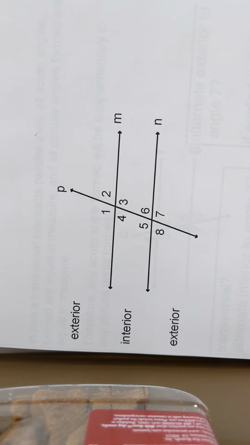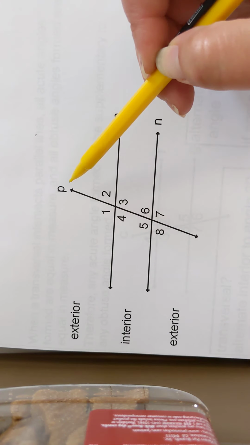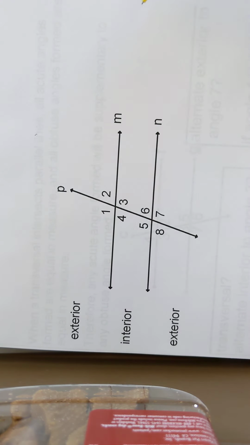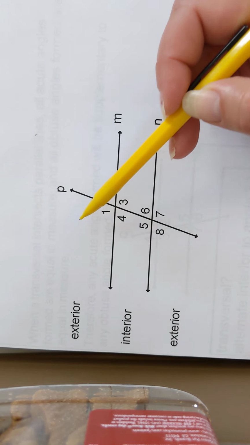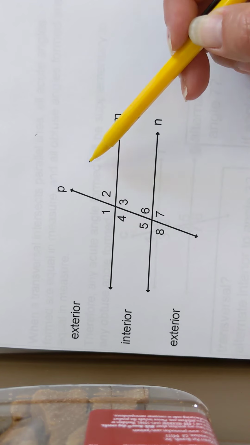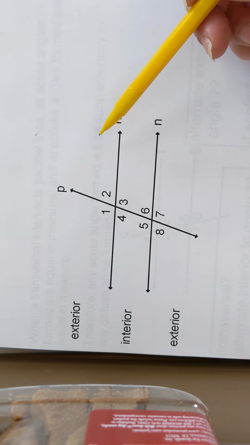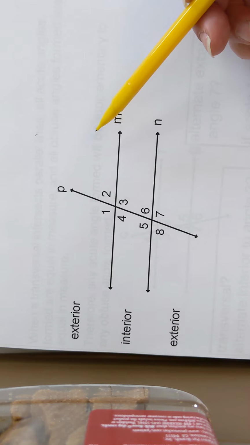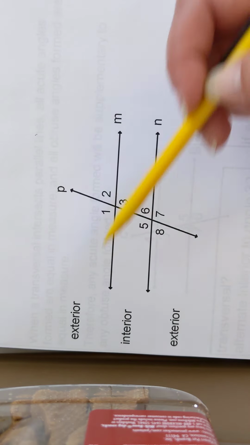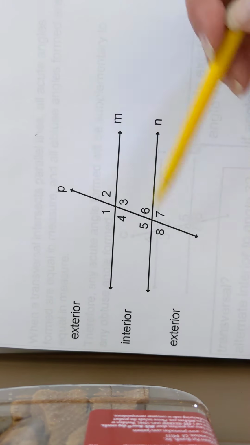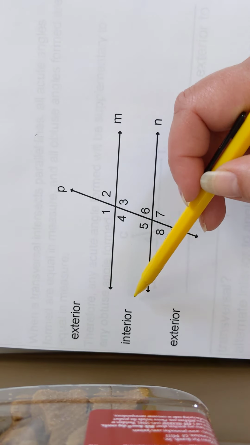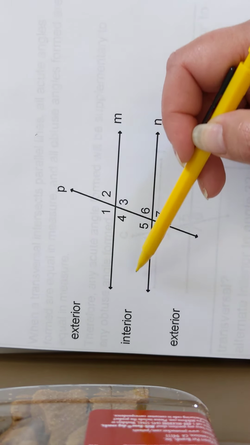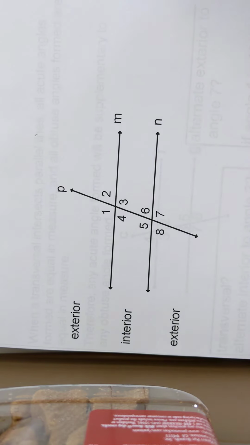If I look at this figure, we have a transversal P that intersects lines M and N. The alternate exterior angles lie on opposite sides of the transversal. One would be on this side of the transversal, one on the other side, and they are outside the two intersected lines. Exterior is outside of the two intersected lines. We will talk about interior, which would mean inside the two intersected lines.